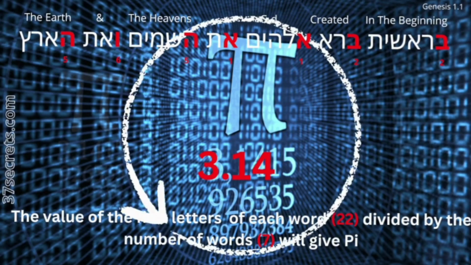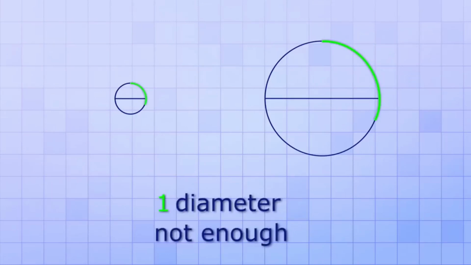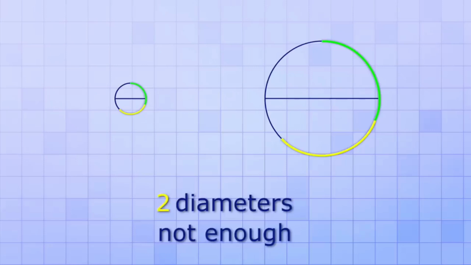Well, to figure that out, have a look at these two circles, one big and one small. We're going to imagine that our circles' diameters are flexible like a piece of string, and that we can wrap them around the outside edges, the circumferences, of the circles. So for each circle, if we start at the top and wrap the diameter around the circumference, we see that one diameter is not enough to go all the way around. So let's get another diameter and keep going where the first diameter stopped. Two diameters still isn't enough to go all the way around. It looks like we're going to need to get a third diameter and keep going.